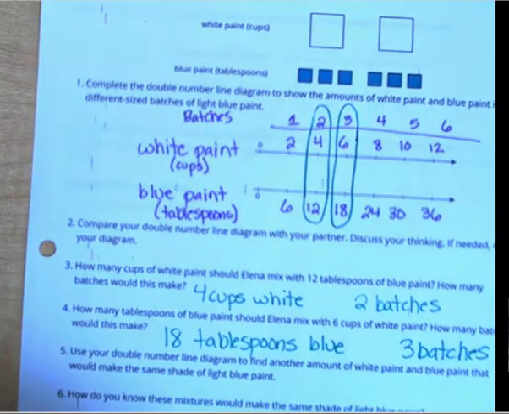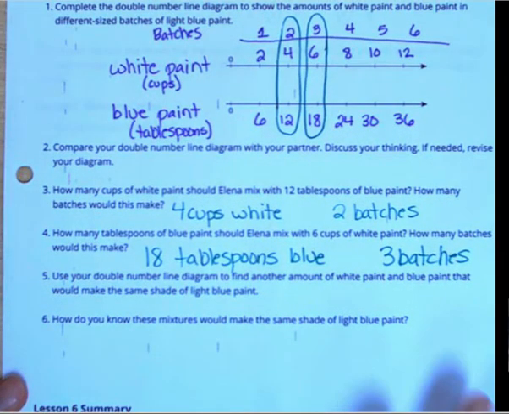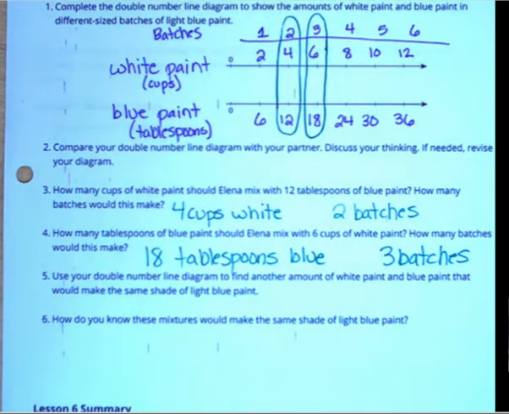Okay, and for number 5, you're going to use your double number line to find any other amount of white and blue paint that would make the same shade. So we want it to be the exact same shade. We don't want it to be any darker or any lighter, so that means it must be an equivalent ratio.